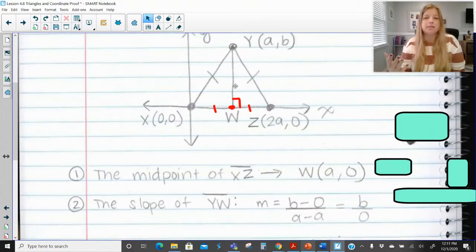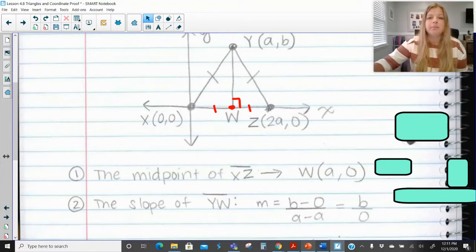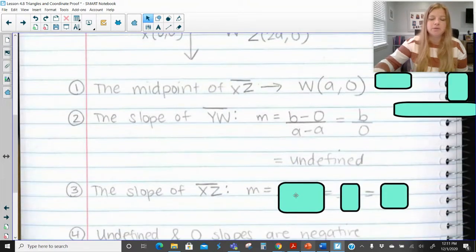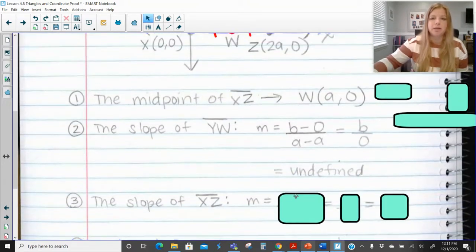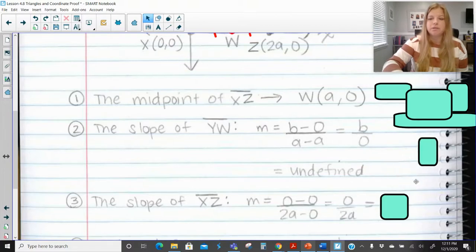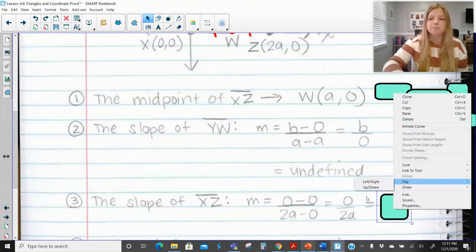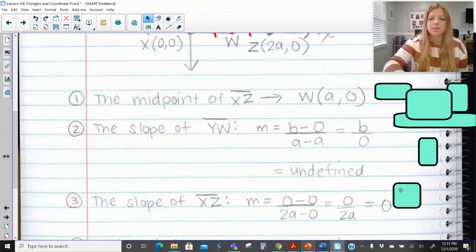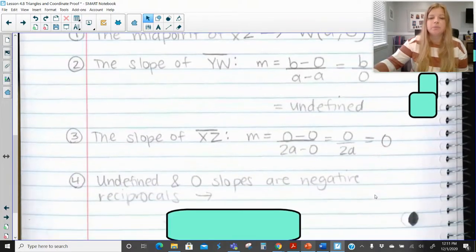Now think about what's perpendicular to an undefined slope: a slope of 0. So if I could then prove that XZ has a slope of 0, I plug those values into my slope formula. I'm subtracting my Y's, so 0 minus 0, and subtracting my X's, 2A minus 0. I would get 0 over 2A, which is just simply 0. And then look, I have a slope that's undefined and a slope of 0.